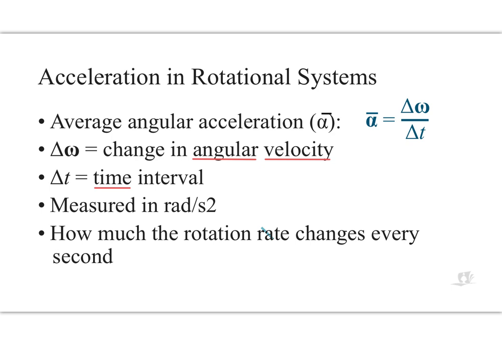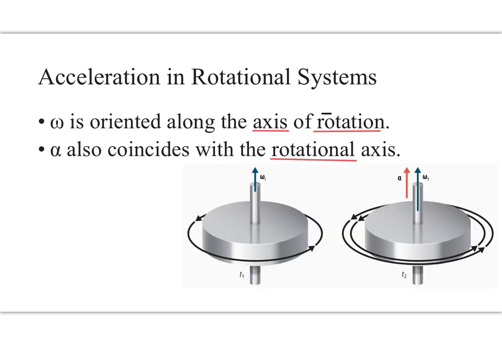Average angular acceleration, this should look like alpha, equals the change in omega, that is my angular velocity, over time. Change in angular velocity over the time interval. This is measured in radians per second squared. Remember, we're talking acceleration now. So remember, velocity is distance over time. Acceleration is change in velocity over time, right? Because we're taking that. So that's why it's squared. How much it changes every second.